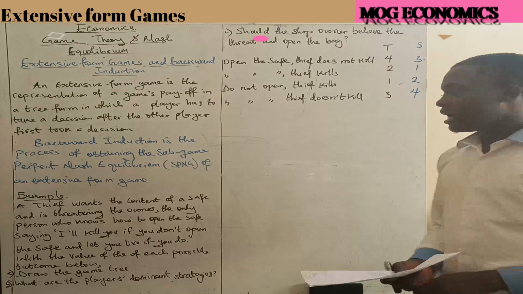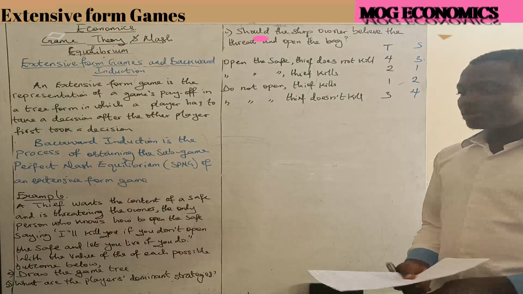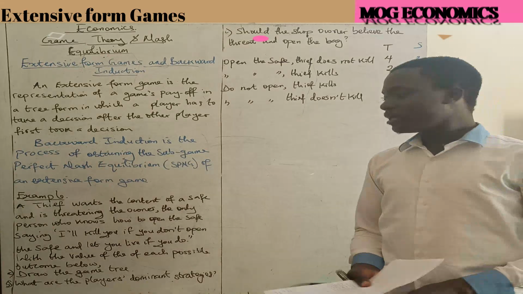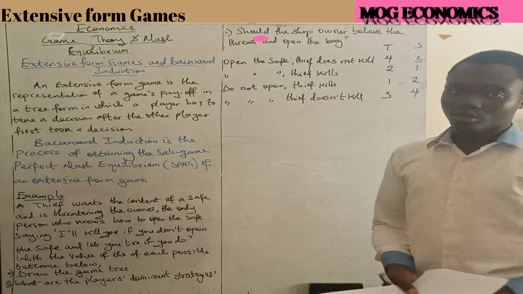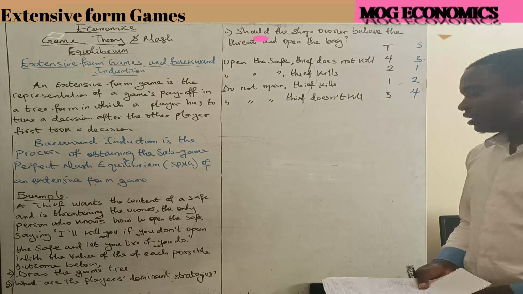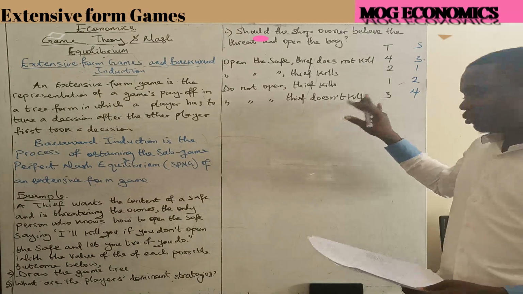A thief wants the contents of a safe and is threatening the owner, and the owner is the only person who knows how to open the safe. So the thief is saying, I'll kill you if you don't open the safe, and I'll let you live if you do. So that's the threat, with the value of each possible outcome below.